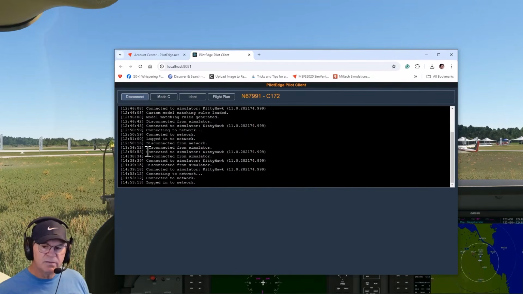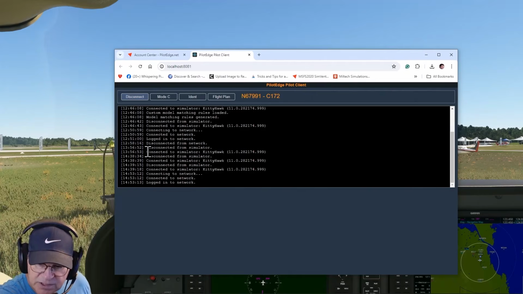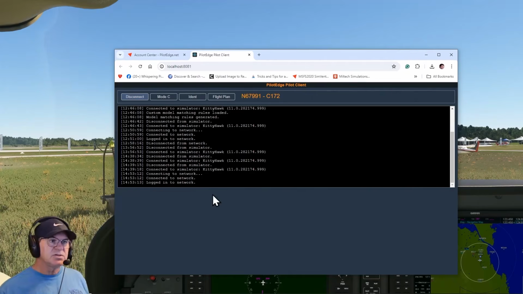Pilot Edge connected. I seem to have an echo because I've got a studio speaker on also. So I'm logged into the network and I'm connected, and I do have mode C. Right, so I'm going to turn that on. My flight plan's already been made, or you can get it from here if you haven't filed it yet. Okay, so that's good. I'm on. This should actually work now. I'm going to leave this off to the side.